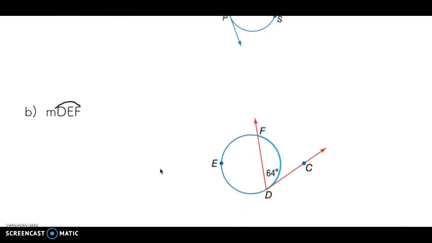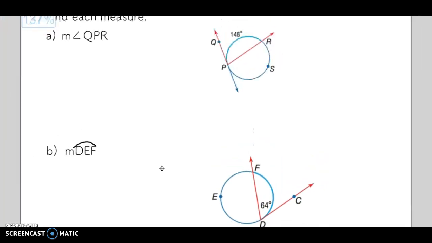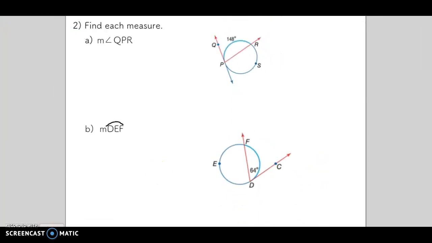Okay, there's DEF and here's QPR. Here, I'll minimize it so you can see it. Okay, pause and work them on your own. Since the tangent line and the secant intersect at a point of tangency, I know that the measure of angle QPR is going to be half of 148, so the answer is 74.